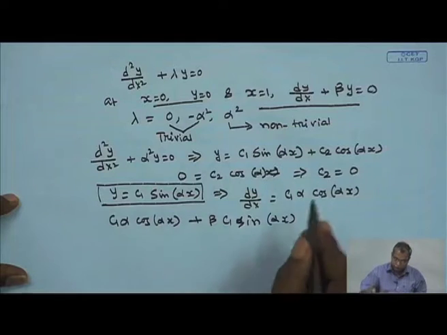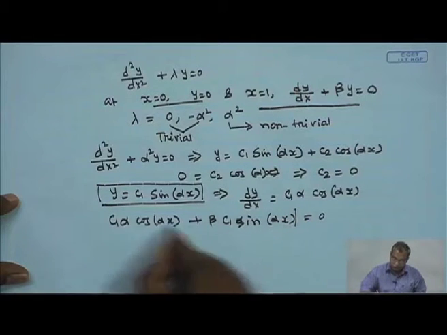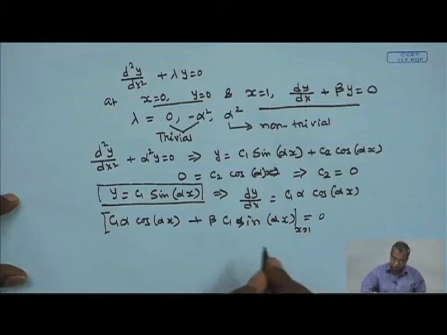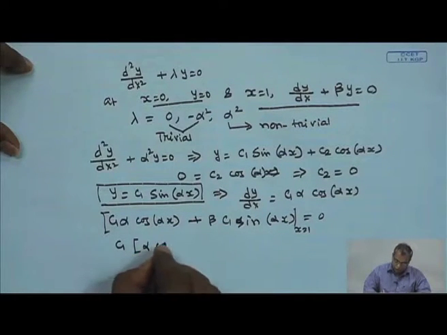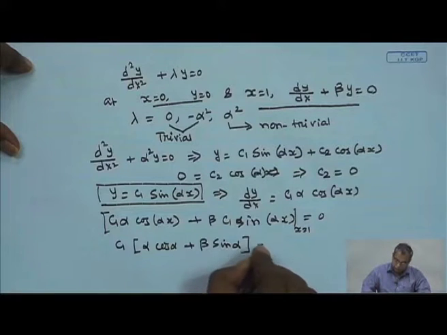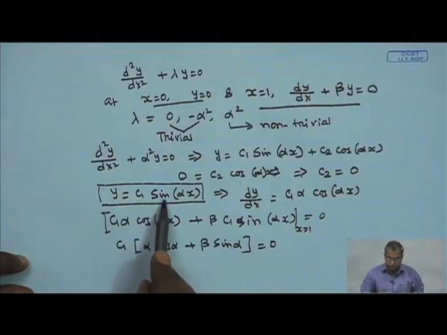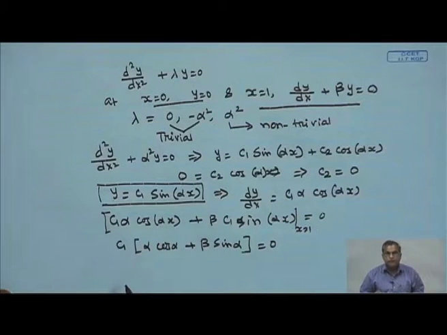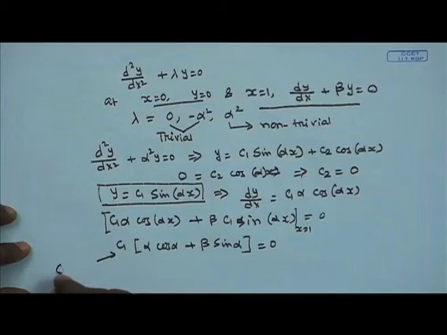Now beta times c1 sin alpha x should be equal to 0 when the full thing is evaluated at x is equal to 1. So let us do that. c1 will be common: c1 times (alpha cosine alpha plus beta sin alpha) is equal to 0. Now if c1 is equal to 0, the solution y is equal to c1 sin alpha x, then again we will be landing up in a trivial solution, that has to be avoided. So in order to do that, for non-zero c1, the other term in the bracket will be equal to 0. So c1 cannot be equal to 0.